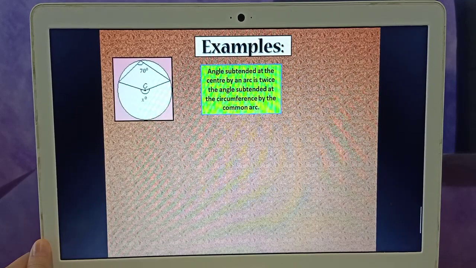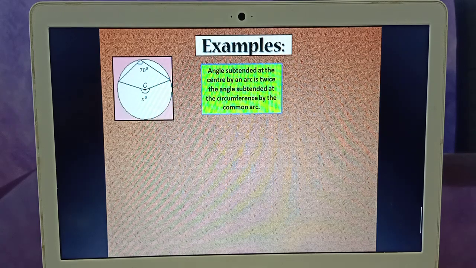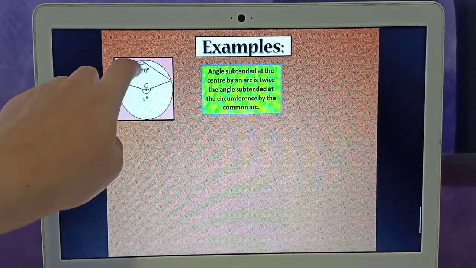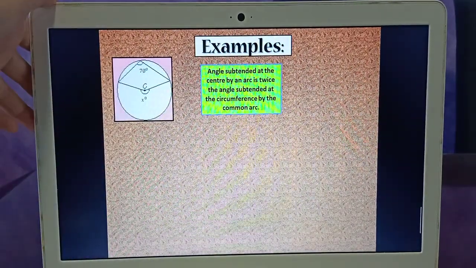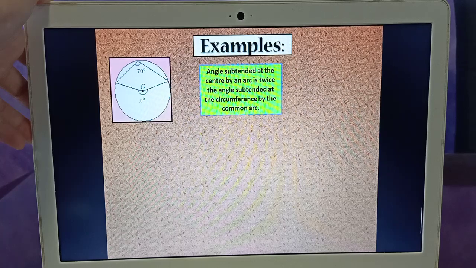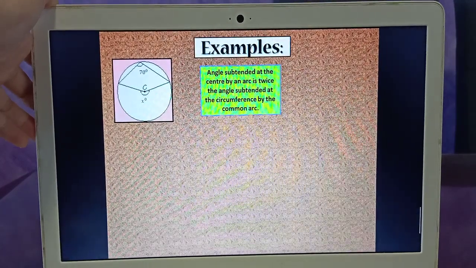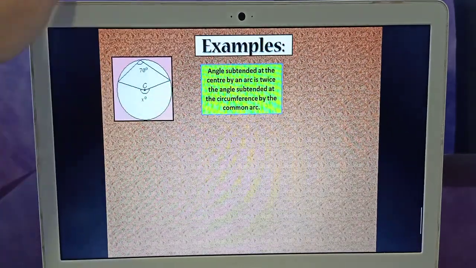Okay, how about this type? Normally students are very afraid of the major one. Don't worry, okay? Don't be afraid of the major angle. You just look at the small angle, okay? If they are having the same arc, it means they have the relationship. The angle subtended at the center is twice the angle subtended at the circumference. You can apply that as long as the arcs they are subtended by are equal.